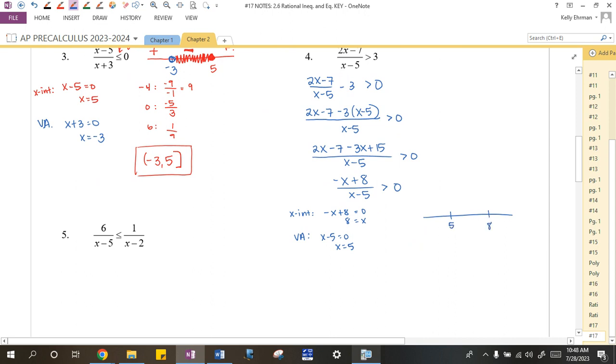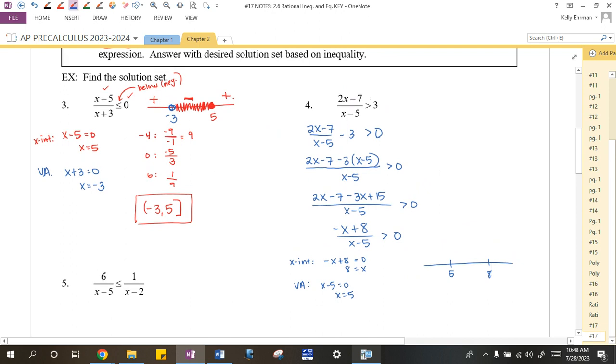8 was the x-intercept, but we're just looking for greater than only, so above, but we're not including 0, and we're looking for positives, by the way. Above the x-axis are positive. We're not looking at 0, so actually I'm going to put an open circle at 8, and then I have to put an open circle at 5 no matter what, because 5 is the one value that we cannot plug in so that we're not dividing by 0.